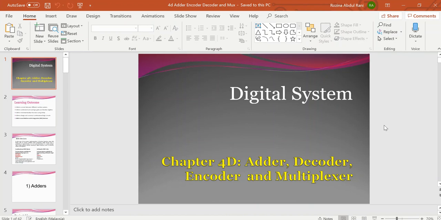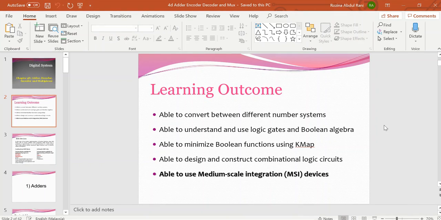So for this week, I will try to finish the last topic in chapter 4, which is chapter 4D. In this topic, it will include adder, decoder, encoder and multiplexer in digital systems. After finishing this chapter, students should be able to use MSI devices. This means that a student needs to know each and every function of MSI devices and how they work within the digital system.